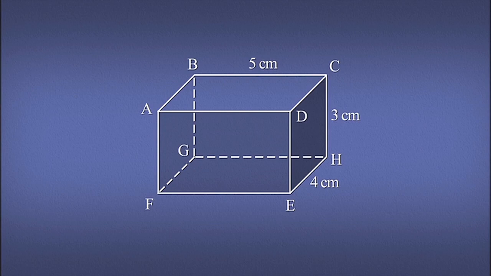Here is a 3D figure. The distance between point A and the straight line FG is AF. It is because AF is perpendicular to FG. Therefore, the distance between point A and straight line FG is 3 centimeters. The distance between point A and the straight line BC is AB, because AB is perpendicular to BC. So the distance between point A and BC is 4 centimeters.